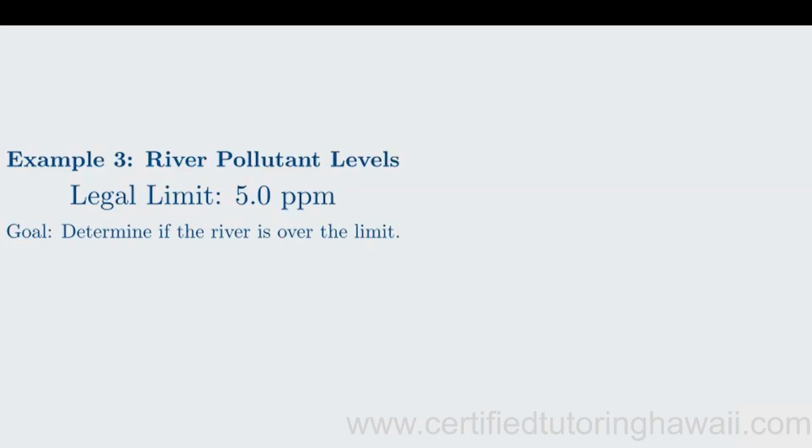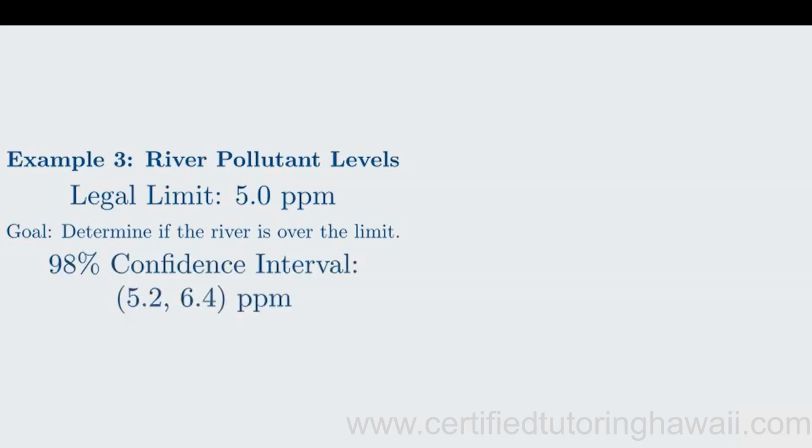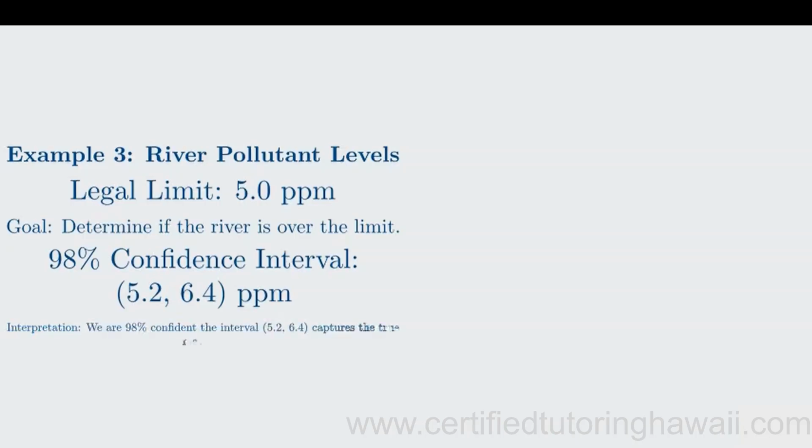The legal limit for this pollutant is 5 parts per million. The agency takes a random sample of 25 water specimens from various locations in the river. They use this data to construct a 98% confidence interval for the true mean level of the pollutant in the entire river. Let's evaluate this. First, interpret the interval. We are 98% confident that the interval from 5.2 to 6.4 parts per million captures the true mean concentration of the pollutant in this river.